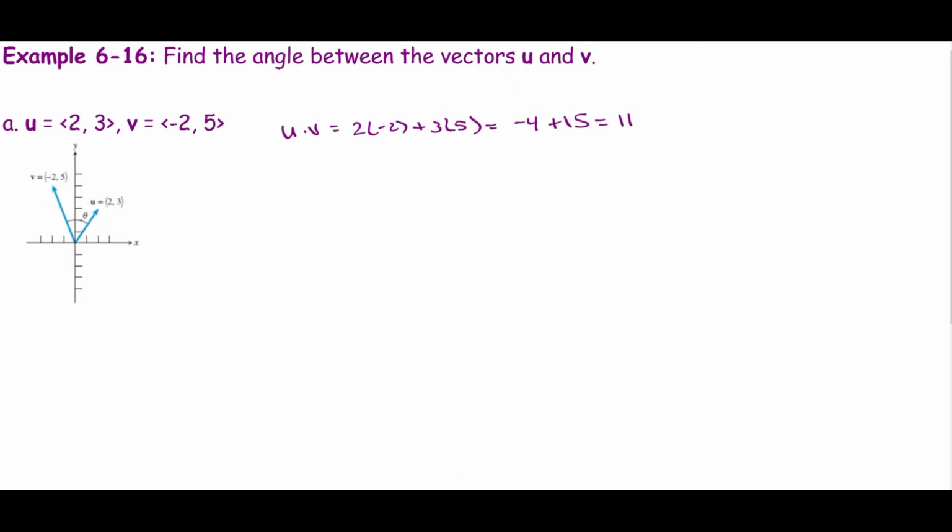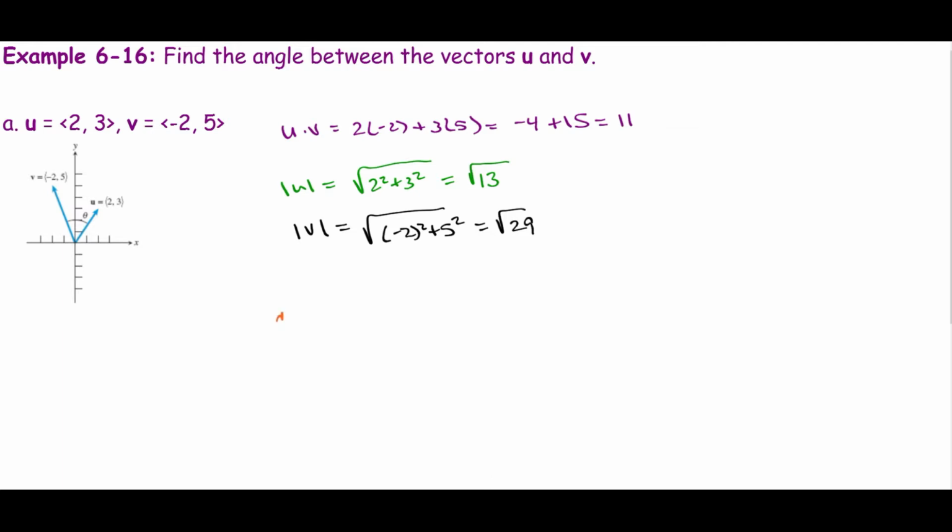And then I need the magnitude of both of those vectors. I need the magnitude of u, which is going to be the square root of 2 squared plus 3 squared. So that's going to give me the square root of 13. And then I need the magnitude of v, which is going to be the square root of -2 squared plus 5 squared, which is going to give me the square root of 29. So then I have all of the pieces that I need for my formula.